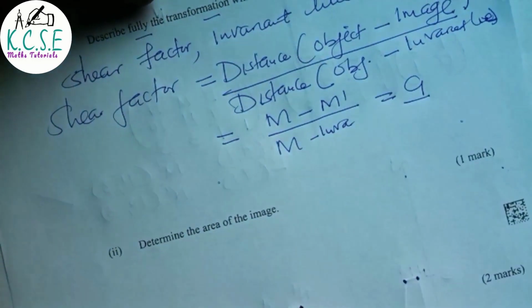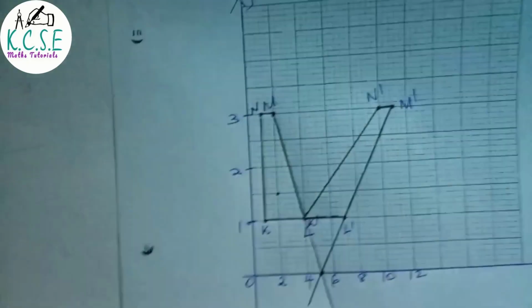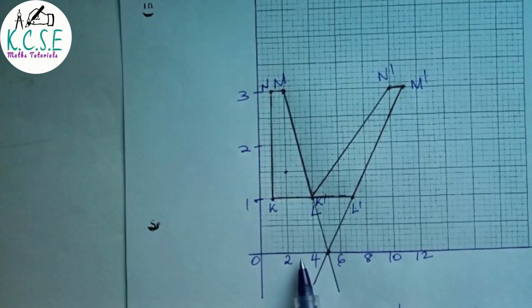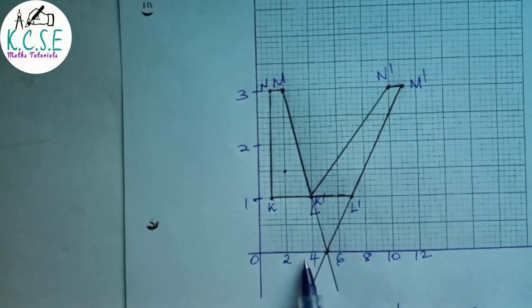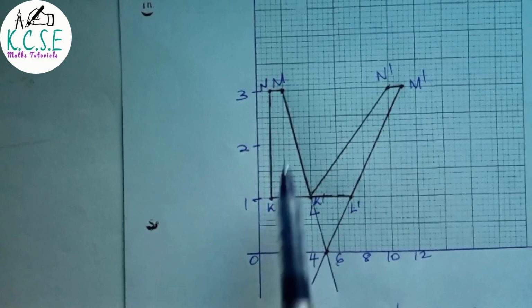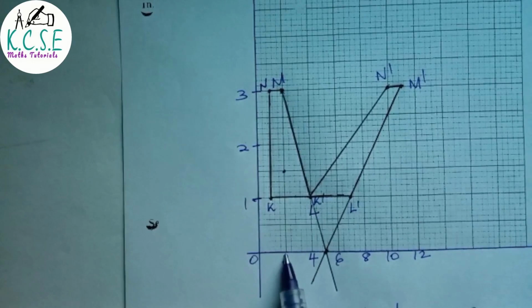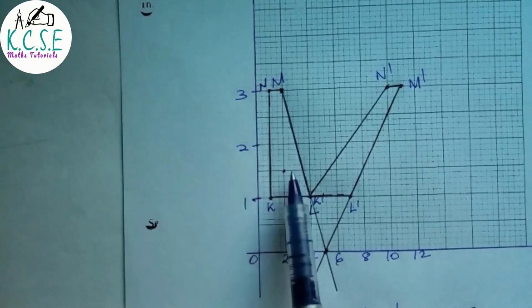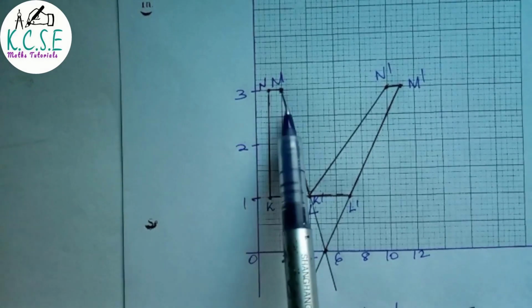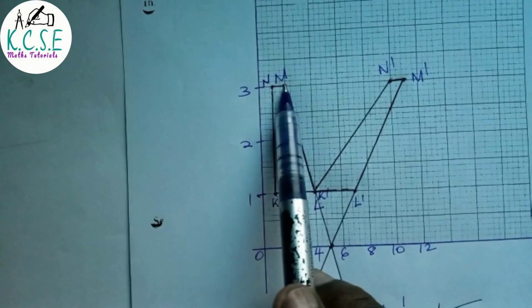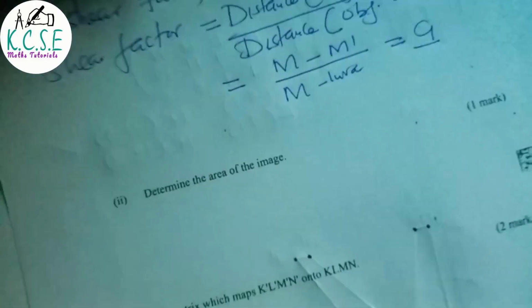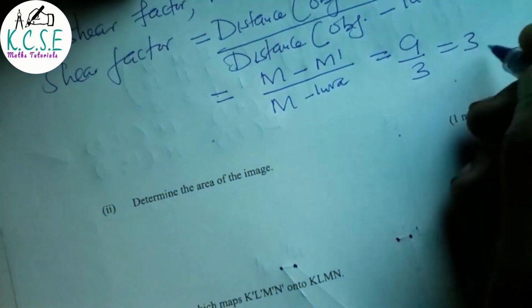So the object point M. Look at this, from M to the invariant line. The invariant line is the x-axis. So look at this distance from M to the invariant line. From M to the invariant line, these are just 3 units up. So 1, 2, 3, they're just 3 units from 0 to 3. This distance here is 3. So divide that one by 3, and that is how you get the shear factor.